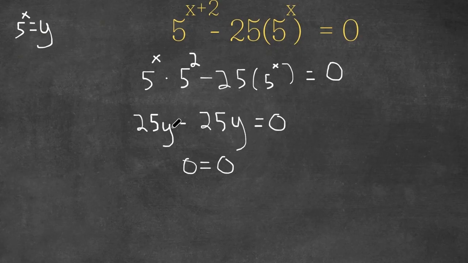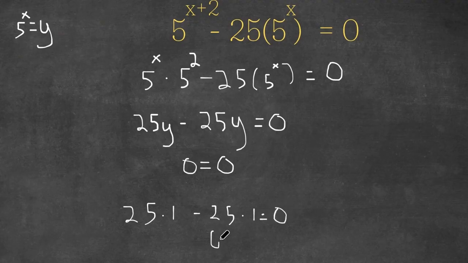As you can see, if we plug in 1 for y, let me write this here, 25 times 1 minus 25 times 1 equals 0. And that's just simply 25 minus 25, which is still 0 equals 0. And any value that you plug in for y will work. And now why don't we try this in the actual equation itself? Let's plug in a random value. Let's say we have 2, right?